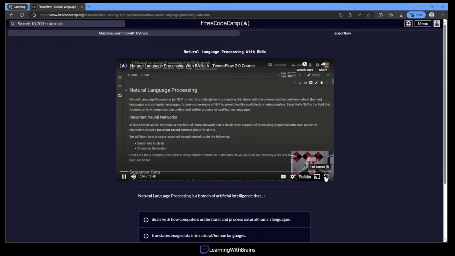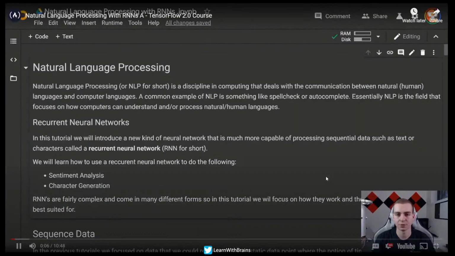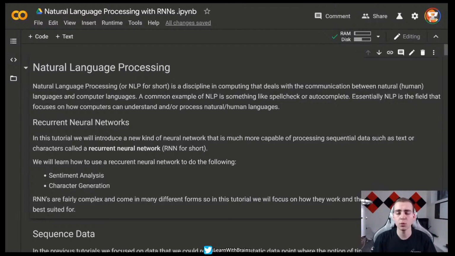Hello everyone, and welcome to the next module in this course, which is covering natural language processing with recurrent neural networks. What we're going to be doing in this module is first off discussing what natural language processing is. Essentially, for those of you that don't know, natural language processing, or NLP for short, is the field or discipline in computing or machine learning that deals with trying to understand natural or human languages.